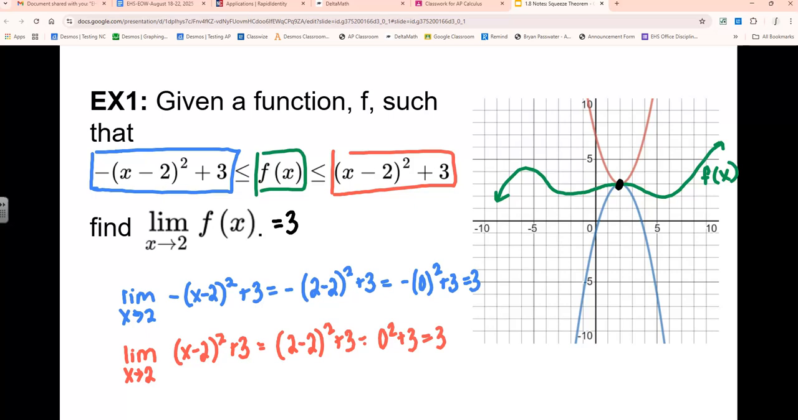There's a chance they could give you one where you actually have to use some of those limit properties, like factor, cancel, complex fractions, all that stuff we've been working on, but they usually give you pretty easy ones to figure out on a squeeze theorem problem, because otherwise it would turn into a problem that could take 15 minutes to do. And they would be super hard to come up with.